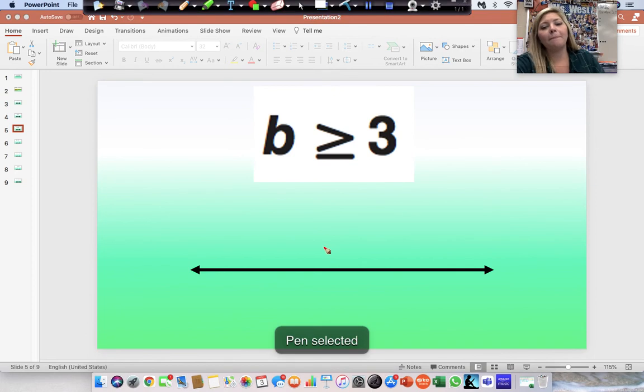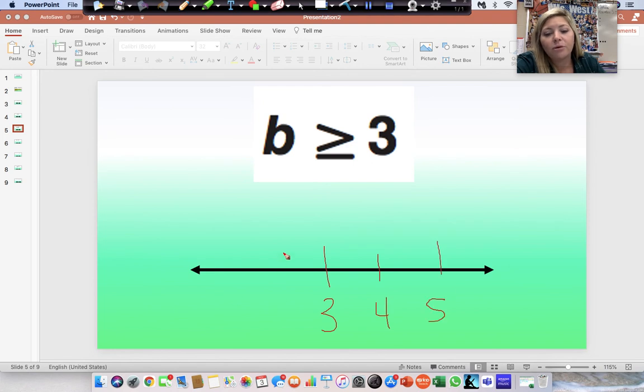Okay, so now we've got B is greater than or equal to 3. So I'm going to write 3 down. Above 3 we got 4 and 5. Below 3 we got 2 and 1. We are going to circle 3 because we are talking about 3 here.